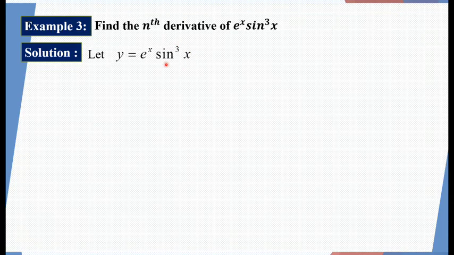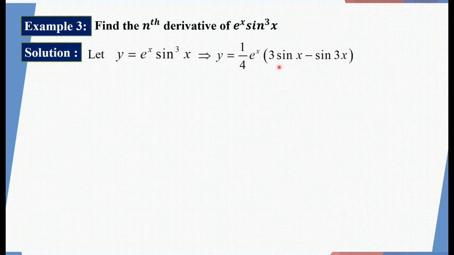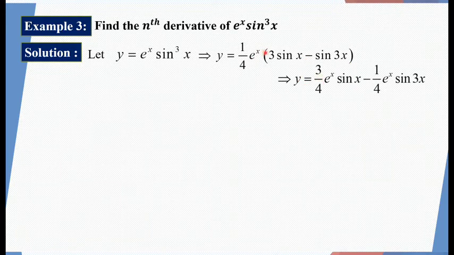We can apply the formula of sine 3x here. The formula of sine 3x is 3 sine x minus 4 sine cube x. So from there we get the value of sine cube x, which is 1 by 4 of (3 sine x minus sine 3x). Or we can rewrite it as y equals 3 by 4 e raised to power x sine x minus 1 by 4 e raised to power x sine 3x. Now this is in the appropriate form where we can apply property number 9.